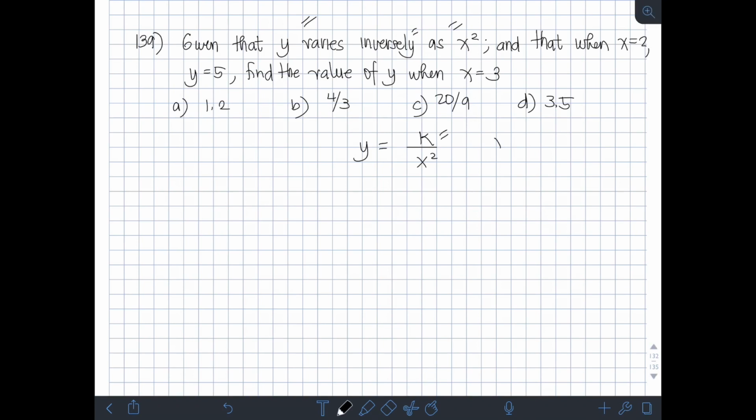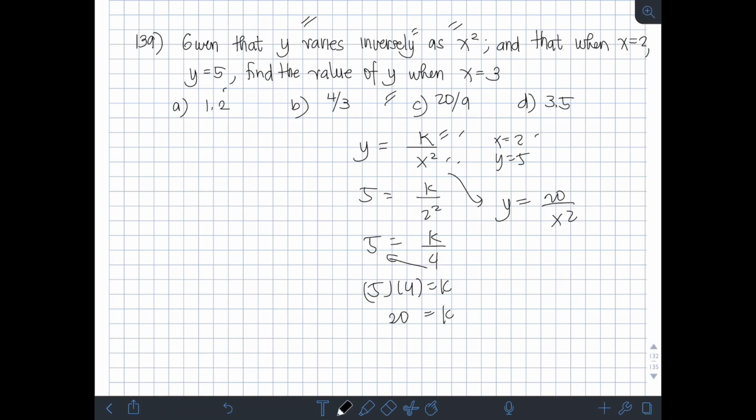Sabi, x daw is 2 at y is 5. So, substitute. 5 is equal to k over x squared. So, x is 2, 2 squared. So, 5 is equal to k over 2 squared is 4. Cross-multiply si 4. 5 times 4 is equal to k or k is equal to 20. Ngayon, yung final equation natin is y is equal to k now is 20 over x squared.